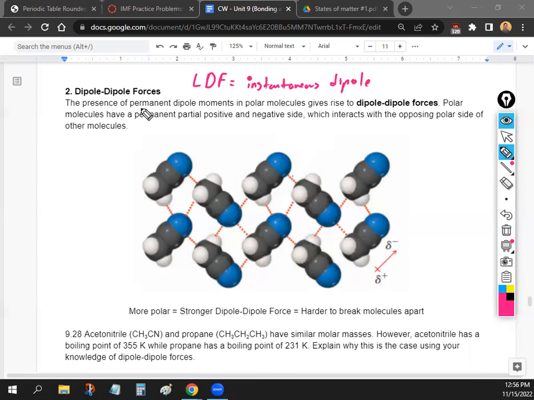So the key thing to remember here is that dipole-dipole works with permanent dipoles, okay? What is a dipole? A dipole is just saying that one side is partially positive, one side is partially negative.